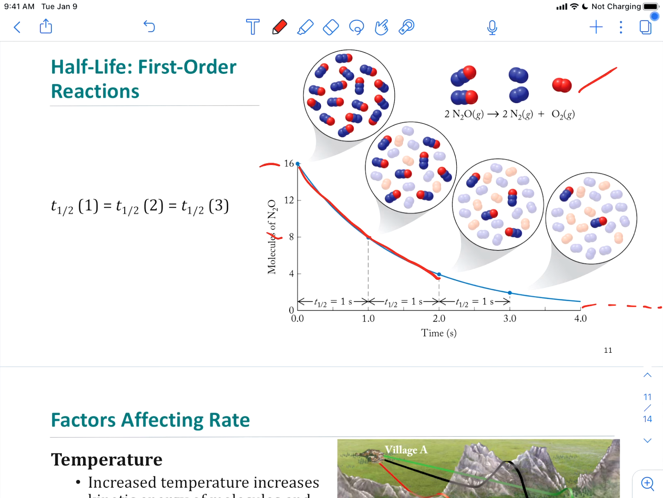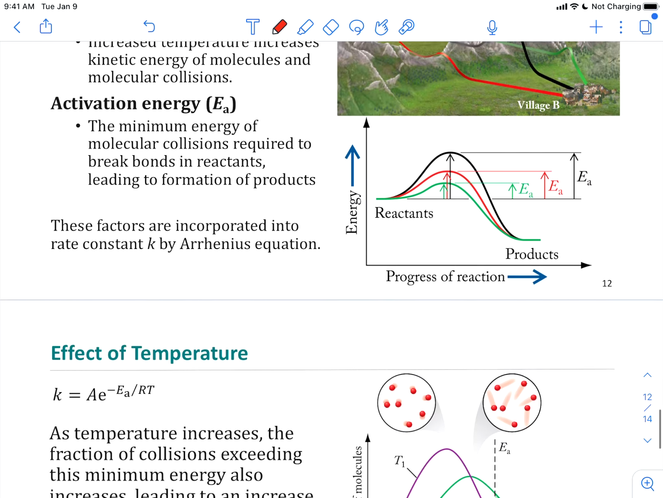So after 3 half-lives, you have 1/8. After 1, it's a half. After another half, it's a quarter. Another half, it's an eighth. And that's the way it works with half-life. And we'll deal with that in class quite a bit.